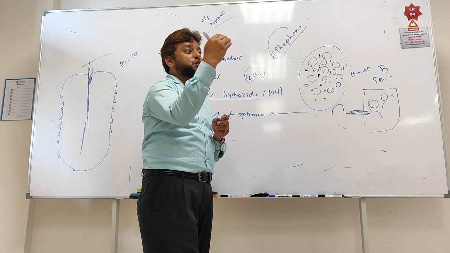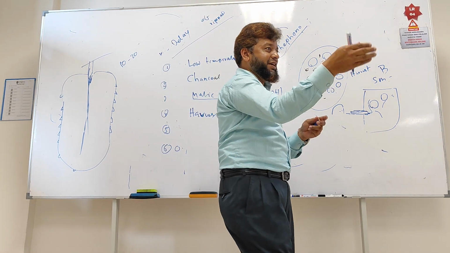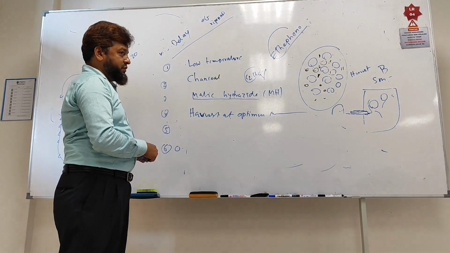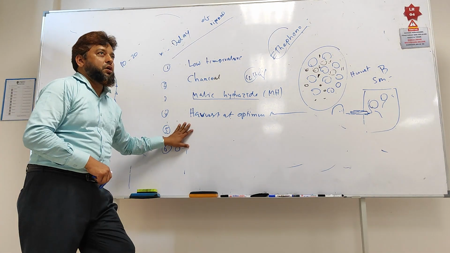It should not be so late. If it is late, then it will take less time to ripen. Right? Okay, so we need 5, right? One more.